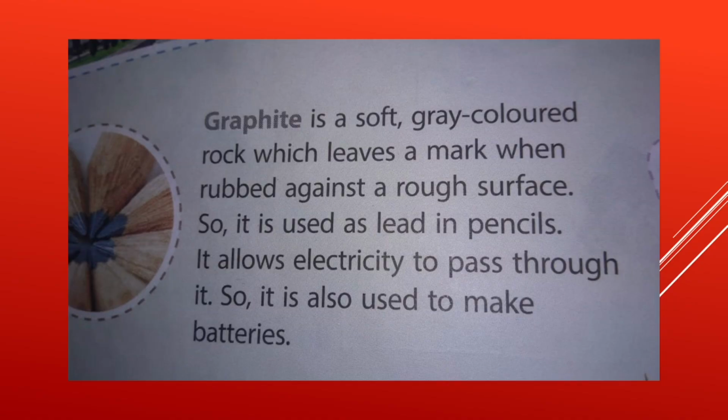Next, look at the next type of rock, graphite. Now this graphite is a soft gray colored rock. It leaves a mark when rubbed against a rough surface. If you rub on a paper or book, you get a line or design, whatever you draw. It is used as lead in pencils. See the two characteristics: it allows electricity to pass through it. Graphite allows electricity to pass through it. And it is also used to make batteries.